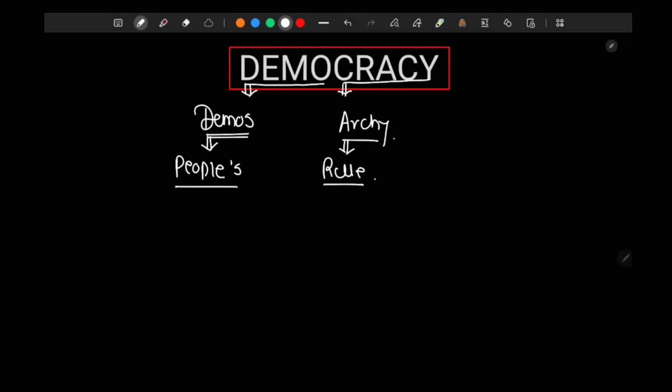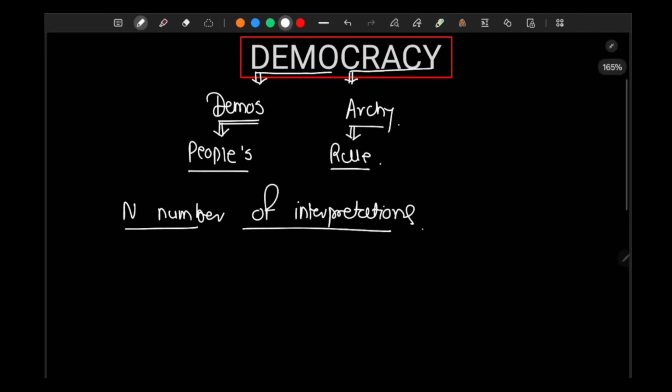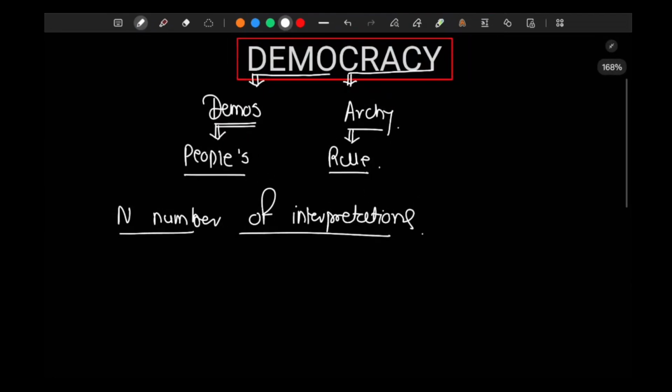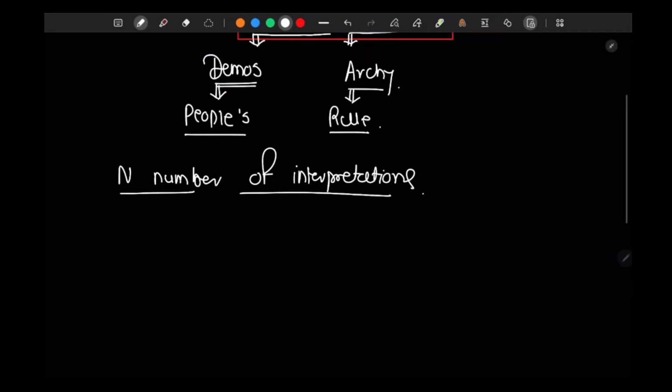Rule of people, people's rule, democracy. But as we know, political science or politics is an endless, bottomless, borderless sea. So democracy, which is a type of politics, will also have n number of interpretations. By the word of it, what is the etymology of democracy? It is rule of people.